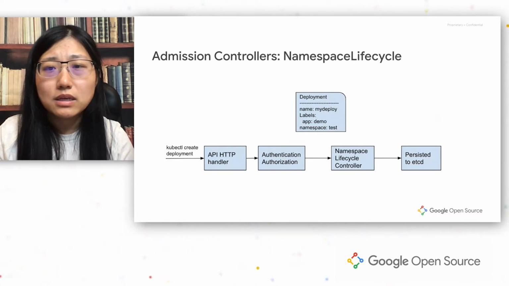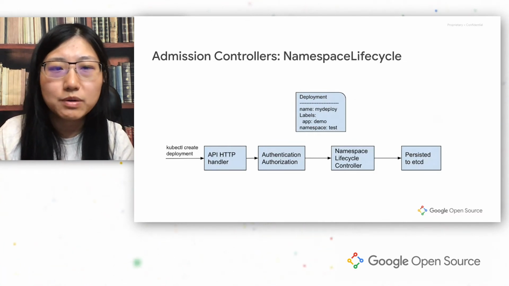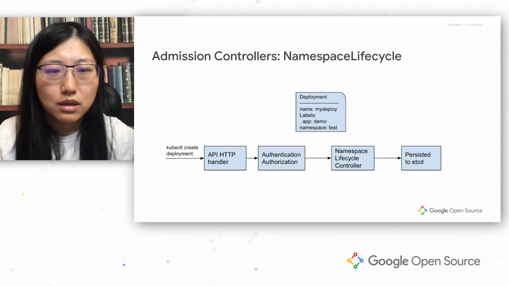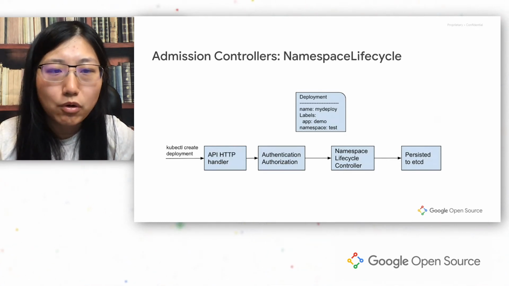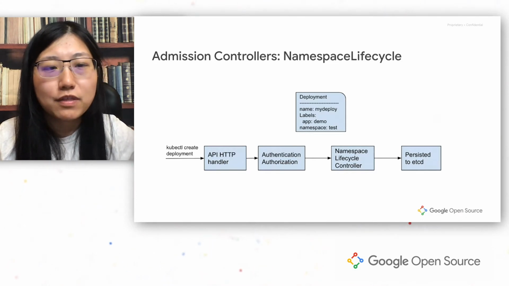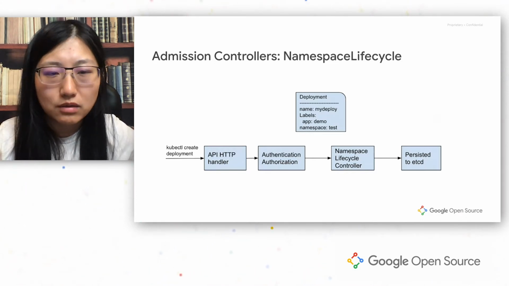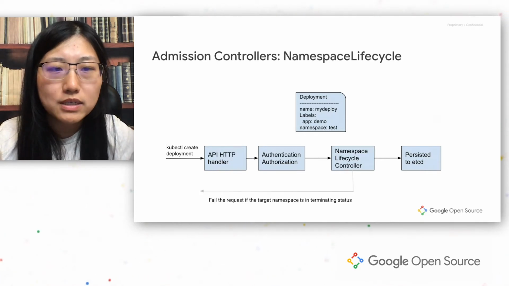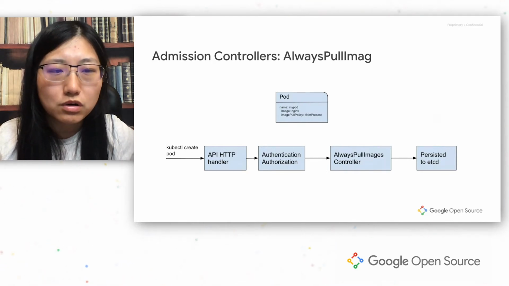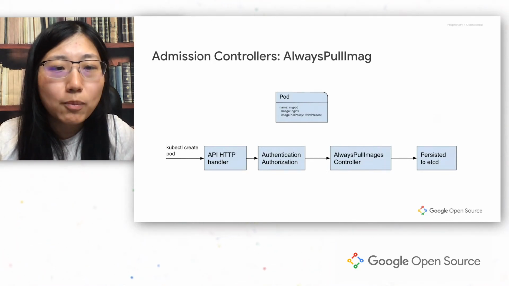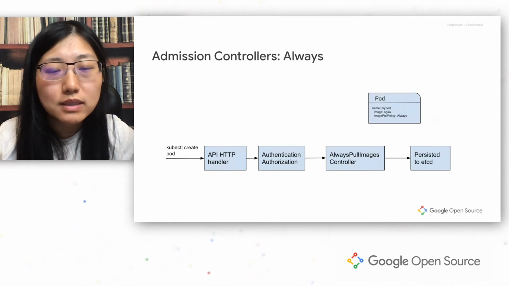Let's take a look at some admission controllers shipped with Kubernetes as examples. Here is the namespace lifecycle controller. When a request comes in to create a deployment with the name myDeploy in the namespace test, and if the test namespace is currently in terminating status, there's no point in creating a new deployment. So the namespace lifecycle controller will simply fail the request and return to the user. Another example is the always pull images controller. It will check the image pull policy and update it to Always if it was not.